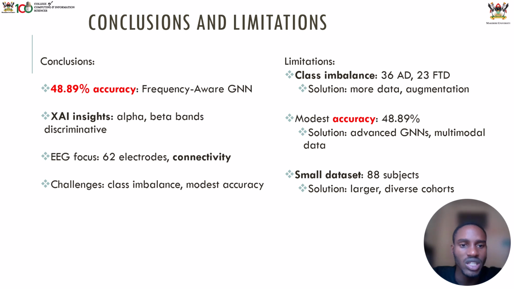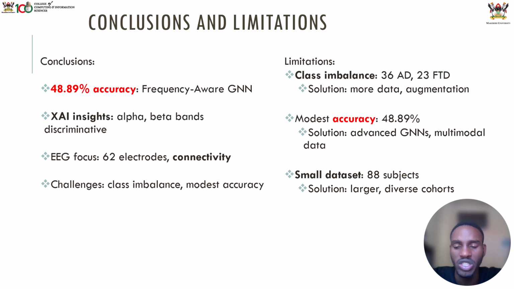Then conclusions and limitations. Obviously, we got 48.89% accuracy from the frequency-aware GNN, with XAI insights such as the alpha and beta bands being the most important. We used 62 electrodes. The challenges were class imbalance, and obviously the accuracy is still quite low. We have been able to achieve up to about 55% accuracy so far. The limitations were the class imbalance, the accuracy, and the small dataset.